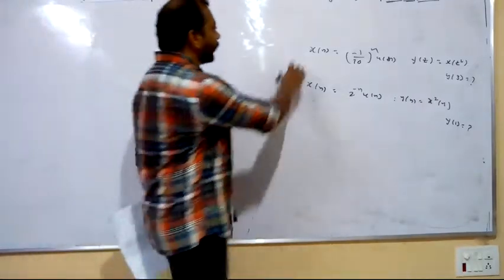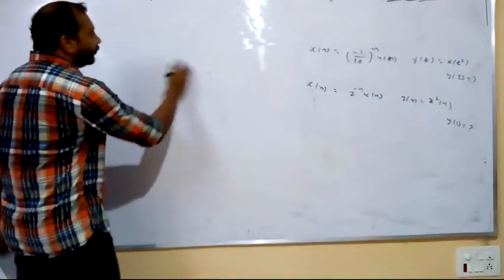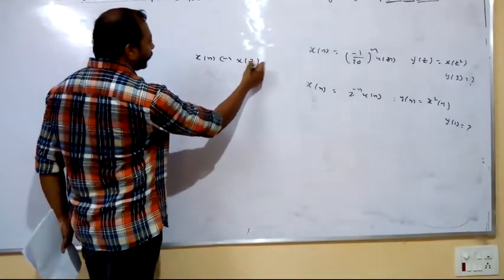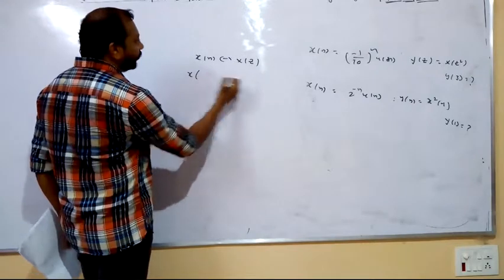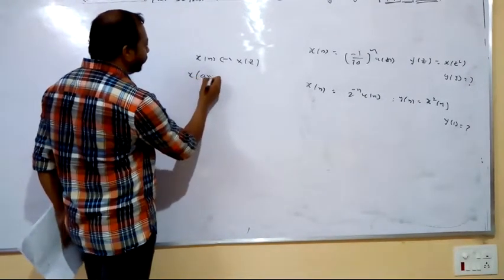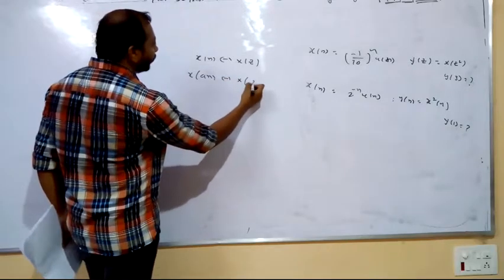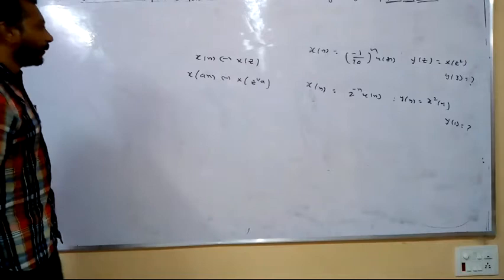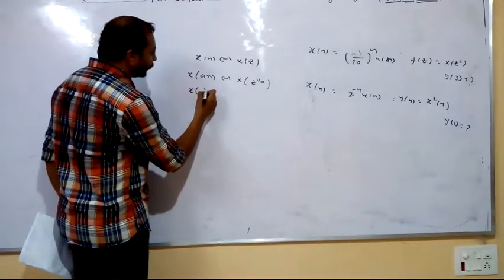Capital Y of 1 is equal. Now coming to this one, x of n is equal to this one. Already we have seen for x of n is equal to x of z. What about this x of n by 2 or x of an? The corresponding value we have seen is equal to z to the power 1 by a, for x of n by a.